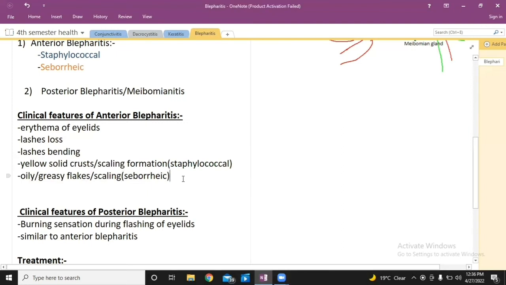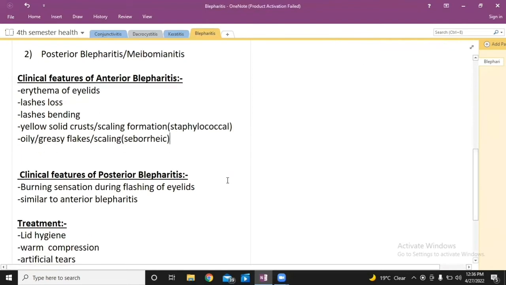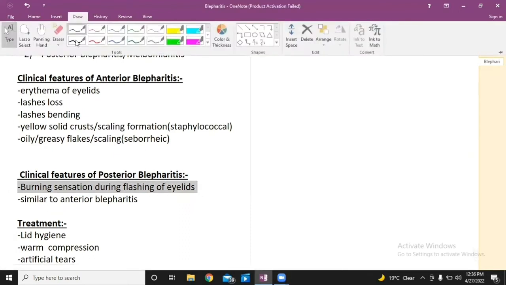If the crust is solid and dry, it may be staphylococcal, and if the scaling is oily, greasy, it may be seborrheic. So this is a very distinguishing point. Okay. Then coming to the clinical features of posterior blepharitis. Posterior blepharitis is mostly the same as anterior blepharitis, and there is not much to differentiate. The one thing that is different in posterior blepharitis is the burning sensation during flashing of the eyelids.